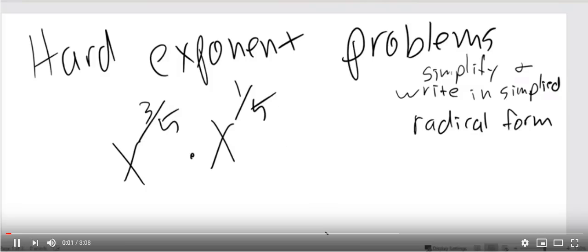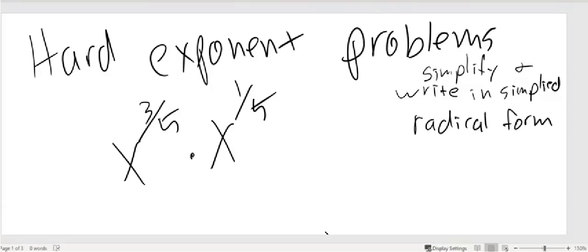Alright, so in this video we're going to go over exponent problems, but a little bit harder. And the rules in all these, we're always going to simplify and write in radical form. So remember, when we're talking about exponential problems, we're going to look at this one right here. X to the 3/5 times x to the 1/5.